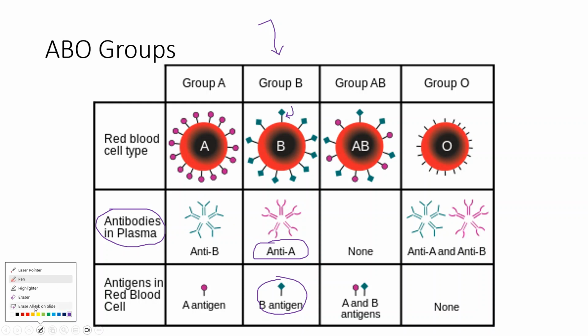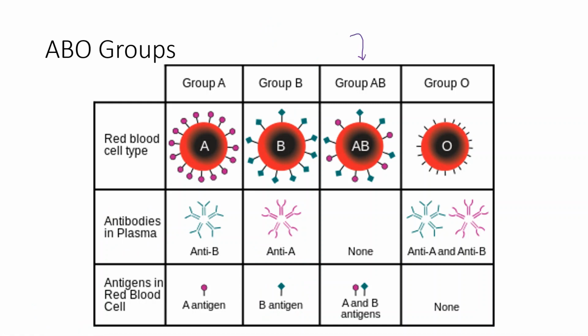Now, if you look at a person who has type AB blood, look at what antigens they have on their surface. They have type A antigens and type B antigens. That's why they're type AB blood. Now, what kind of antibodies do they have in the plasma? None. Which makes sense because you don't want an antibody against the A antigen and you don't want an antibody against the B antigen. Otherwise, you'll be attacking your own cells.